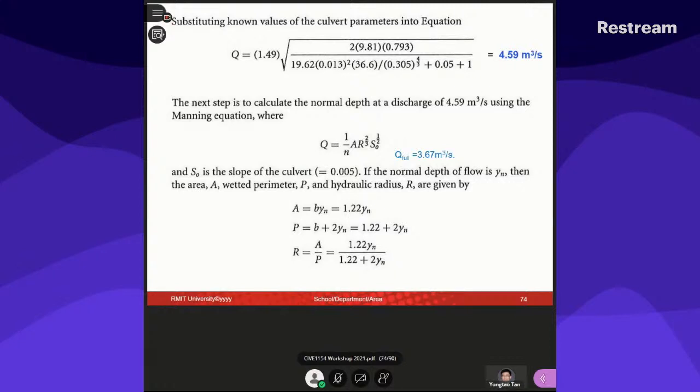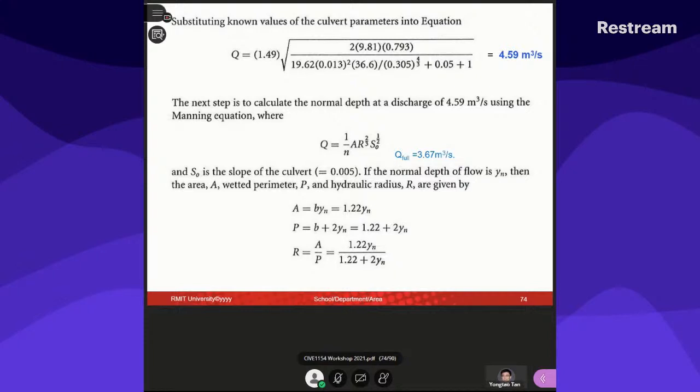So next step we need to check the normal depth. We can use Manning's equation to get the full flow. The full flow is 3.67 cubic meters per second. So you can see that the discharge, 4.59, is larger than the full discharge, and that means the normal depth is larger than the depth of the culvert.